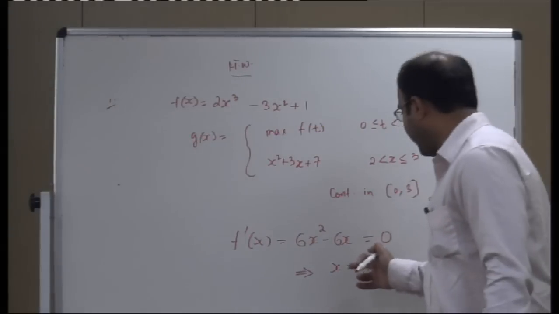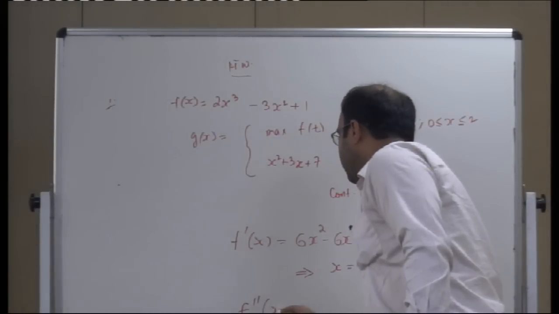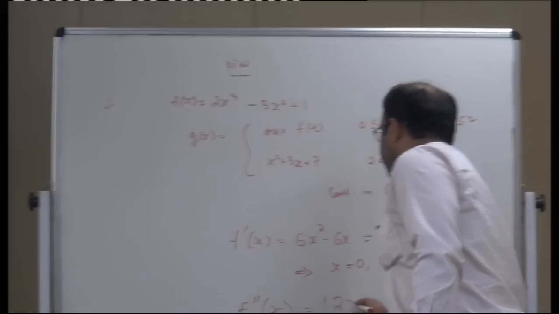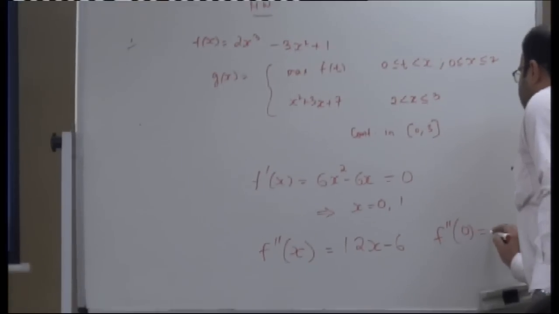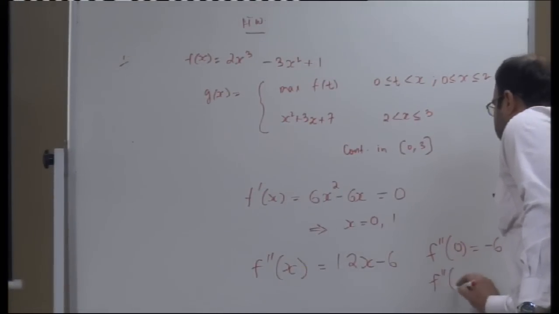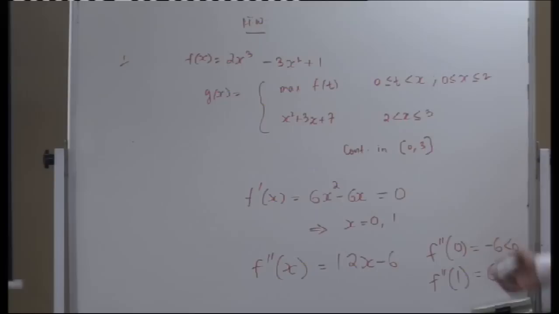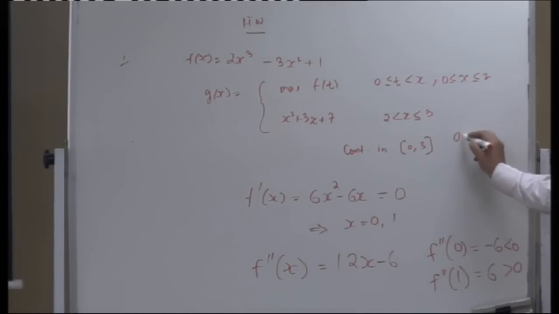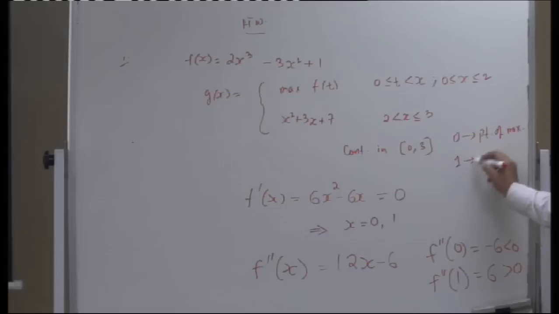And now at x equal to 0 and 1, we have to find the value of the double derivative. So when we differentiate it once again, we get 12x − 6. So f''(0) would become −6 and f''(1) would become 6. This is negative and this is positive. So the double derivative is negative, which means 0 is the point of maxima. And when the double derivative is positive, that means 1 is the point of minima.